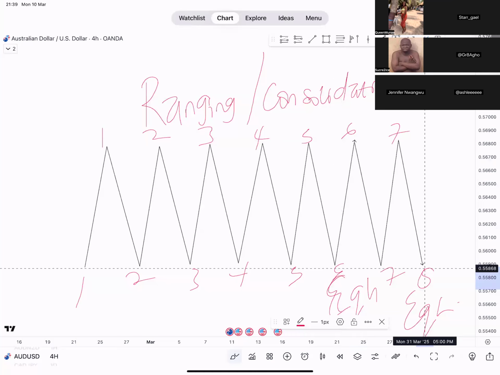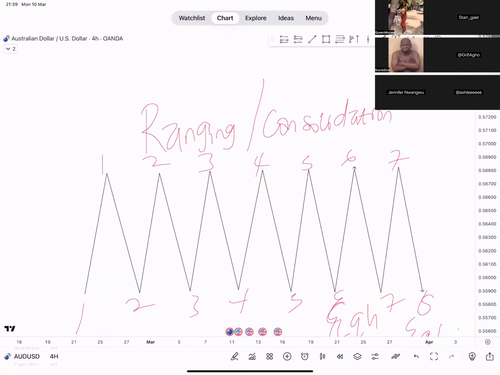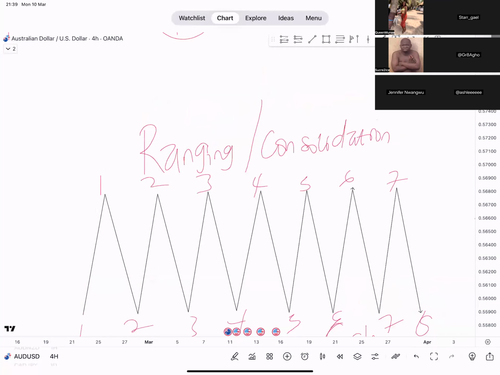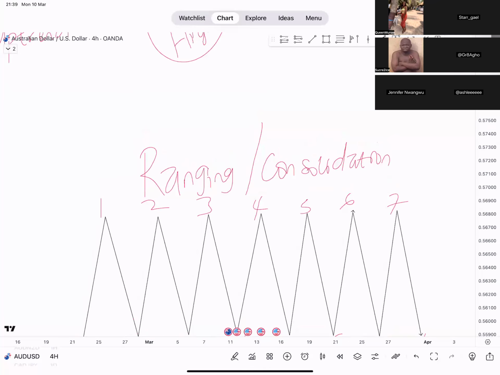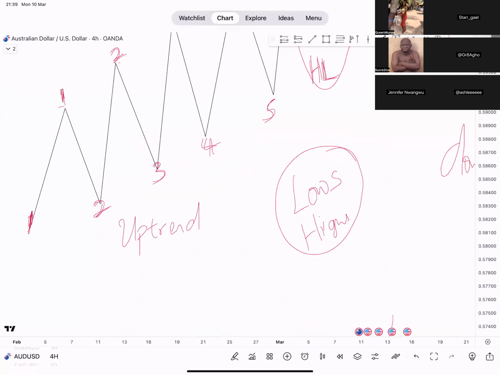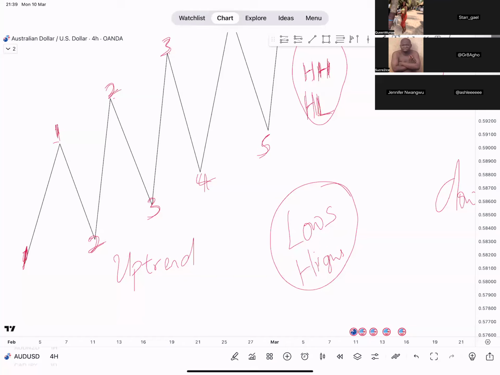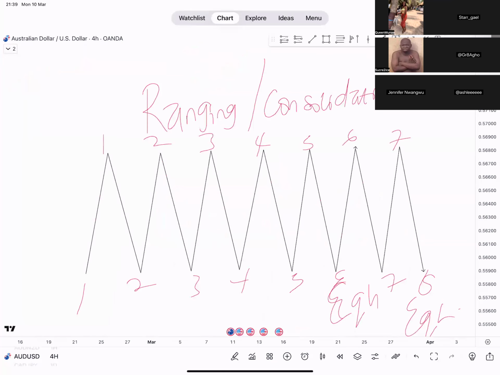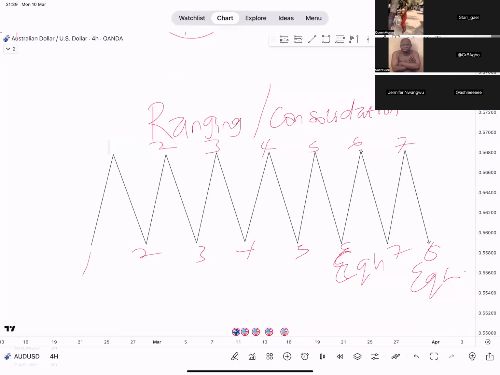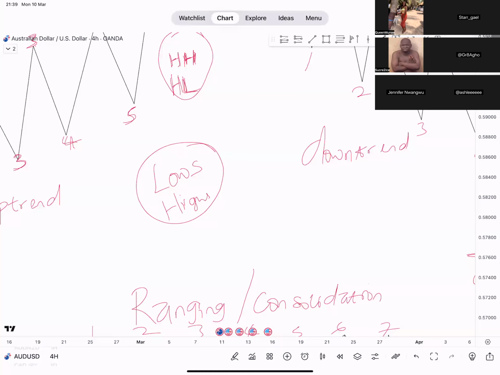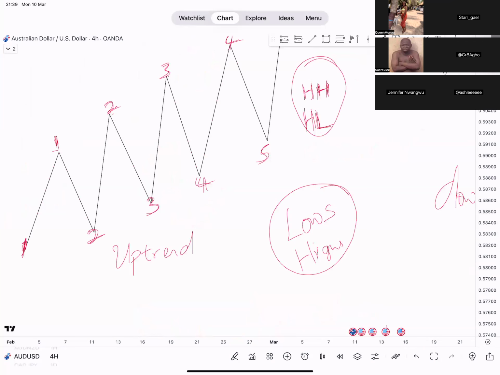They are still on the same level, right? So these are the three types of market structure that we have: the uptrend, the downtrend, and the consolidation market structure. These are just schematic representations, right? This is just like an introduction.